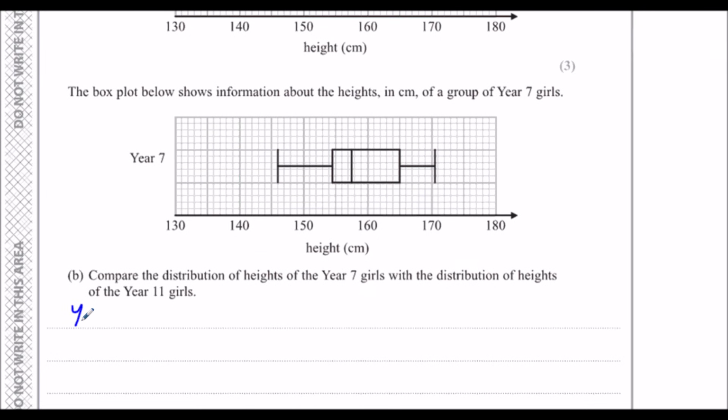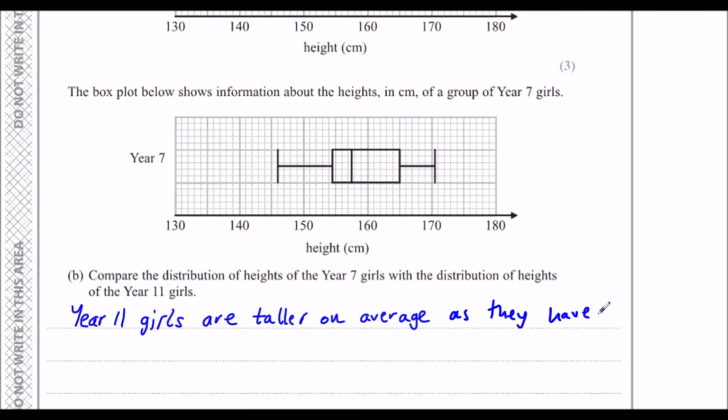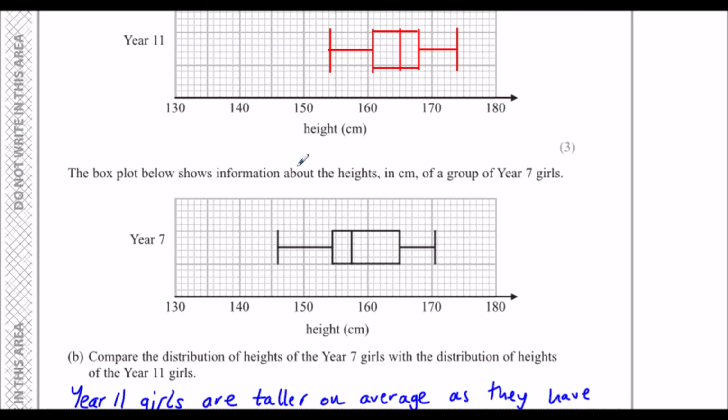So we'll write that in. Year 11 girls are taller on average and that's because they have a higher median height. Then we'll compare the interquartile range. So look at how spread out they are.